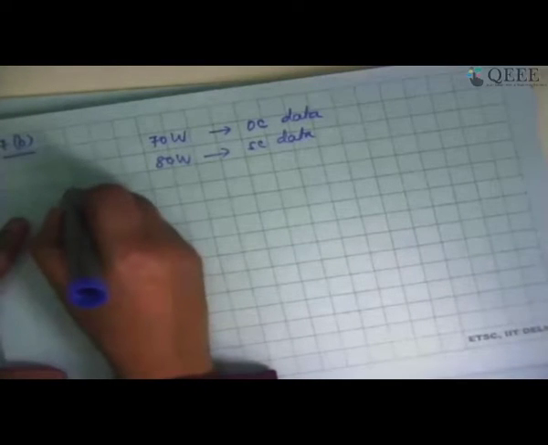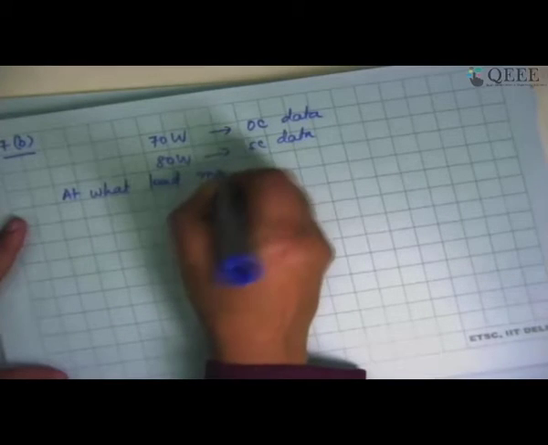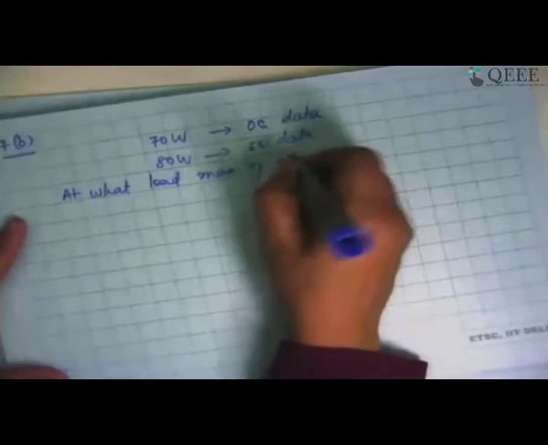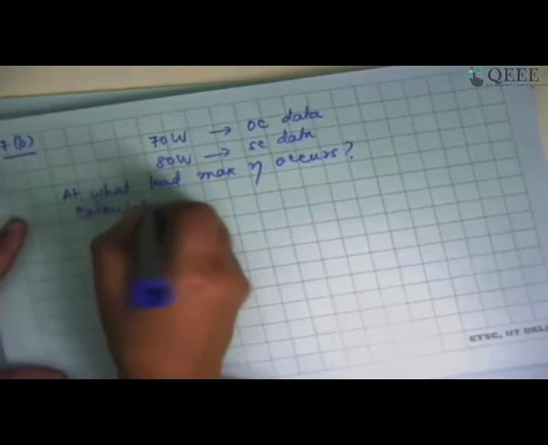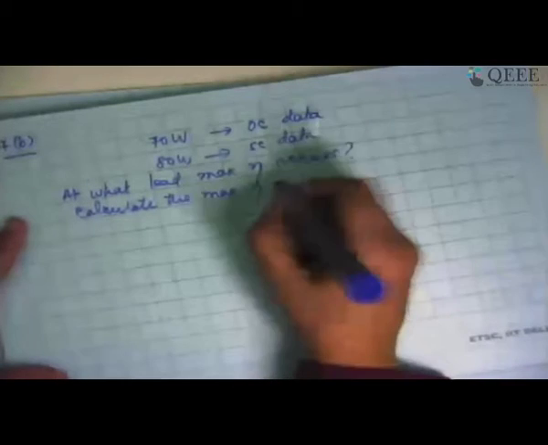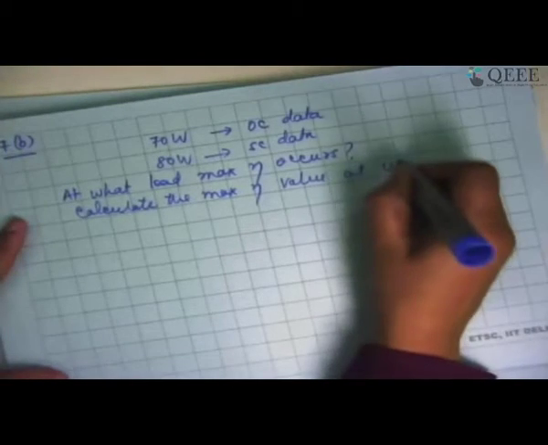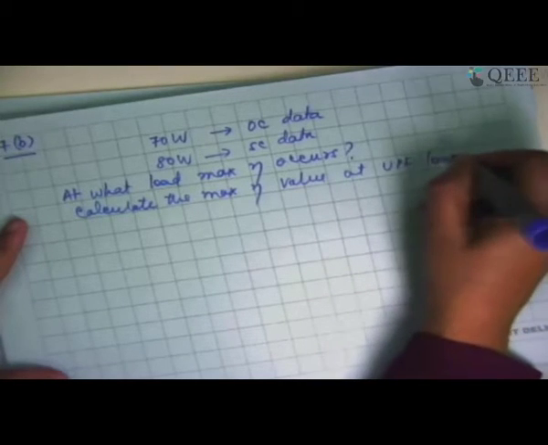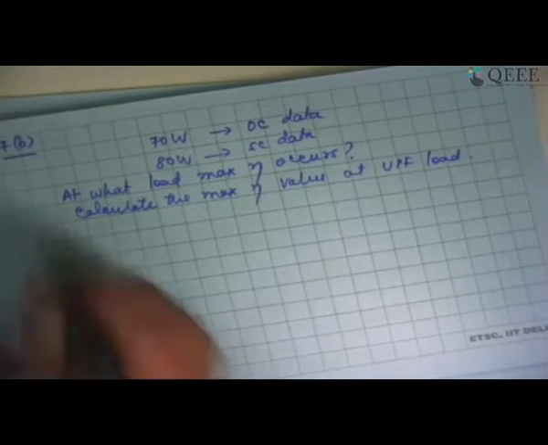So at what load does maximum efficiency occur? Calculate the maximum efficiency value at unity power factor load. Fine. Okay, so how would you go about doing this?